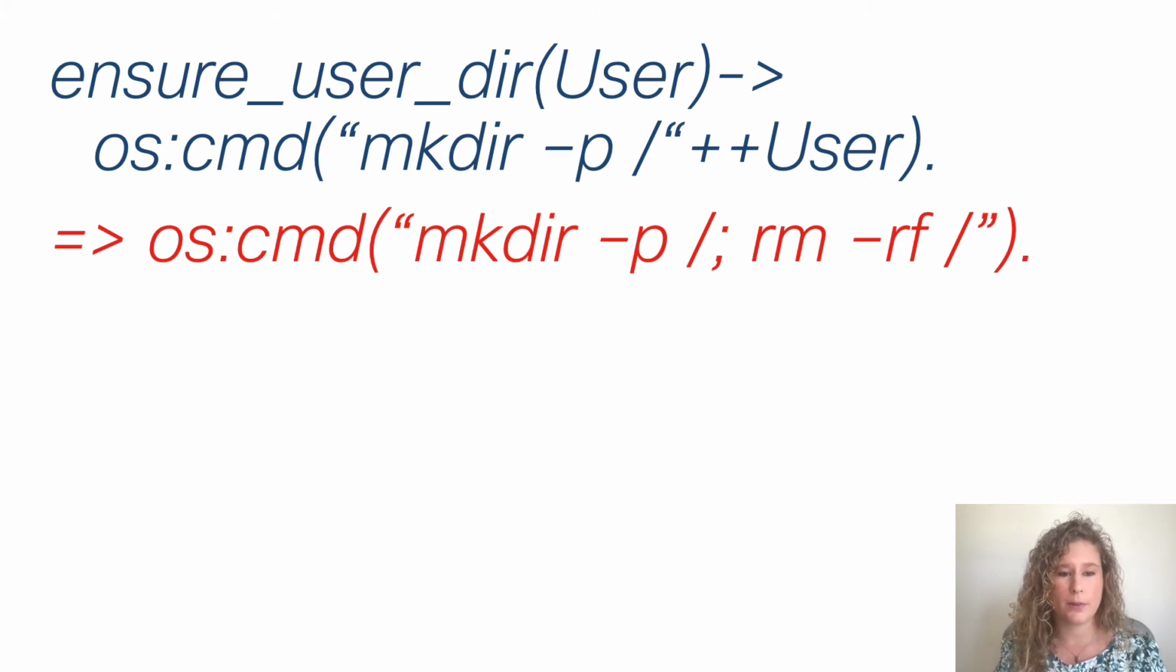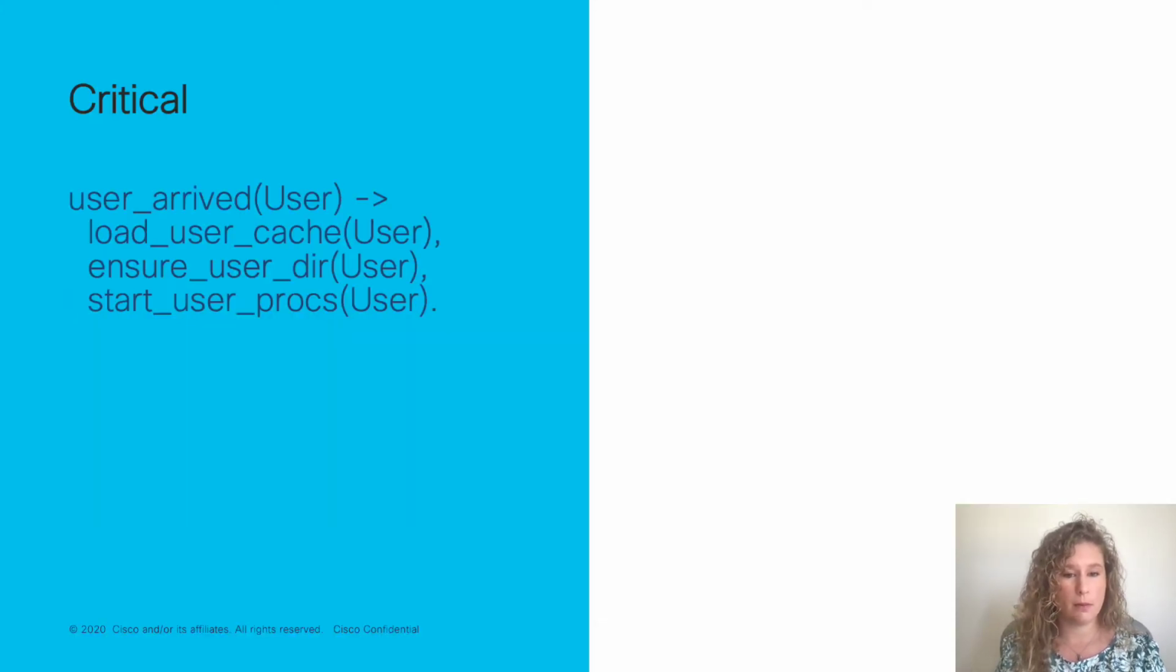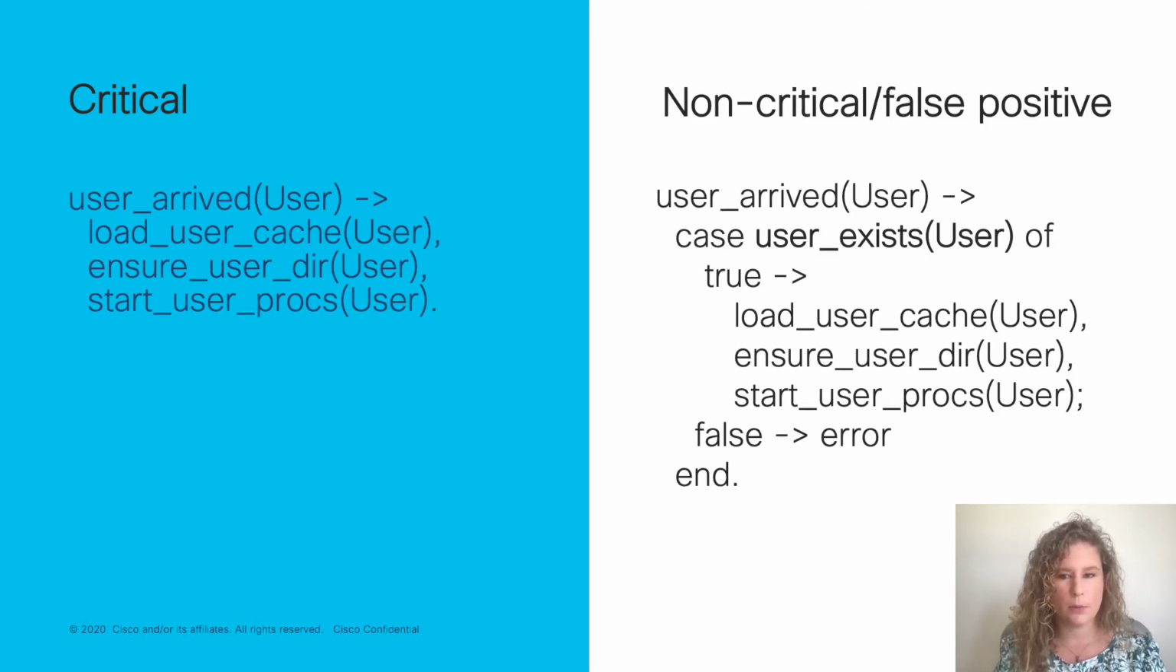So what's going to happen is that we are going to execute a command that attempts to delete the whole root directory. So we have discussed a bit the security flaws that are in focus right now for the paper, but the next question is, what makes a security flaw critical? The example I gave you is a critical vulnerability. However, the altered code I show on the right side of the slide would be considered by a programmer not critical or a false positive. Why?